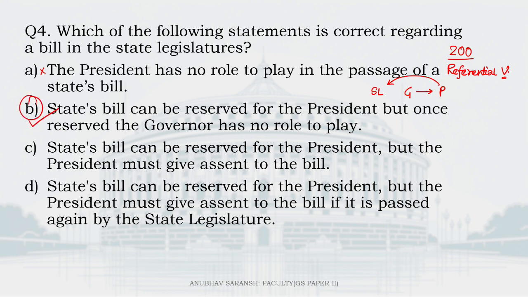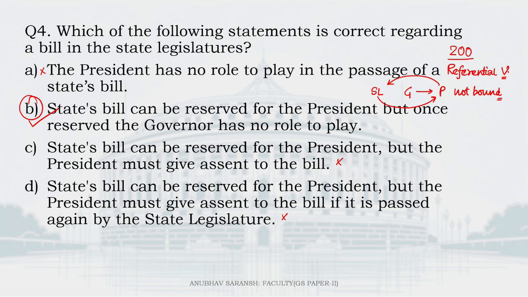Let's look at C and D as well. C. State's bill can be reserved for the president, but the president must give assent. No, it is not at all mandatory for the president to give assent. So this is wrong. D. State's bill can be reserved for the president, but the president must give assent to the bill if it is passed again by the state legislature. This is also incorrect. Why? Because even if the state legislature passes the bill again, the president is not bound. Unlike in the case of the parliament, in this case, the president is not bound to give assent. So, B is the right answer.